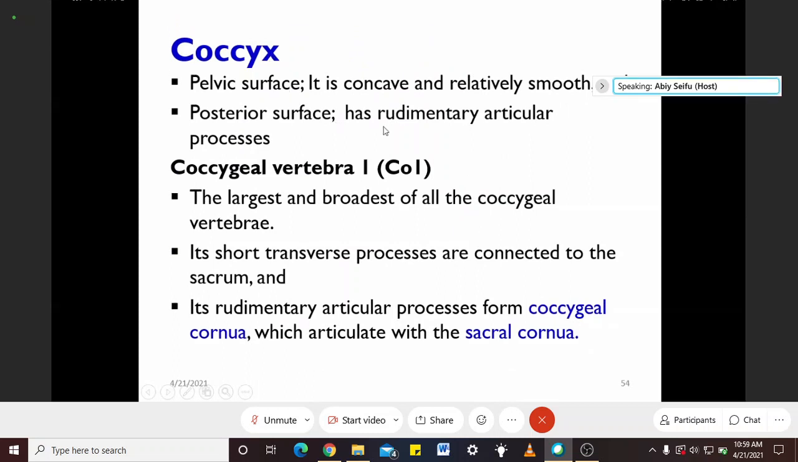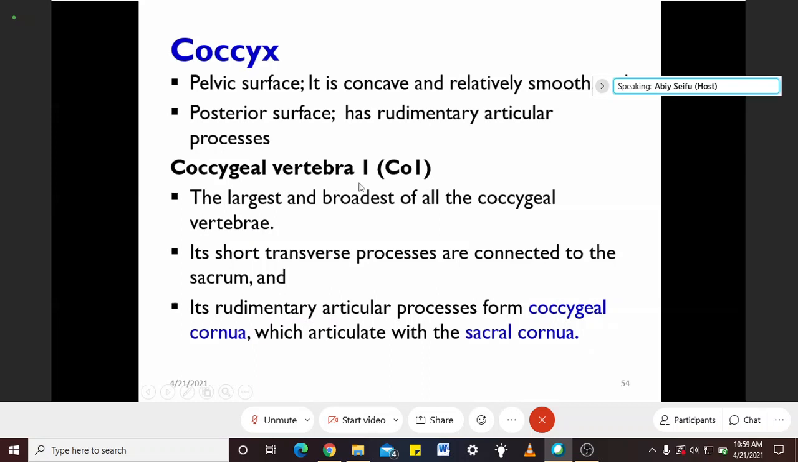Now the coccyx, like that of the sacrum, has an anterior and a posterior surface. The anterior surface, meaning the pelvic surface, is concave and smooth. On the posterior surface there is an articulation surface, especially, and a transverse process. This rudimentary articular process articulates with the cornua of the sacrum.